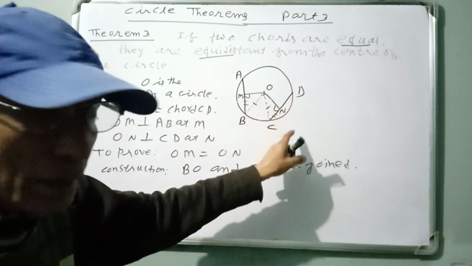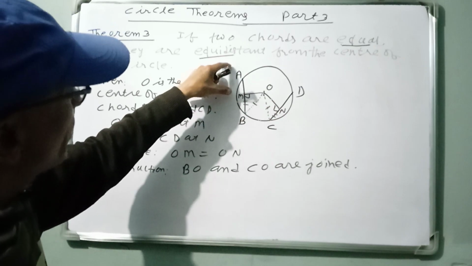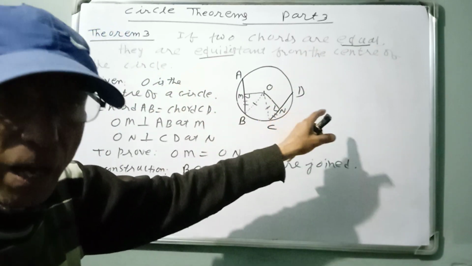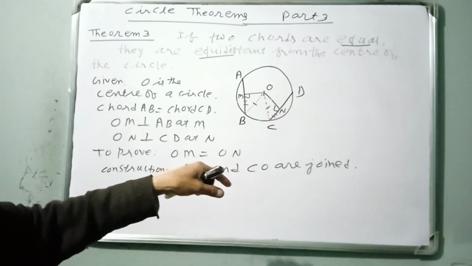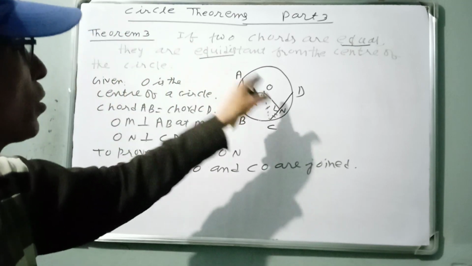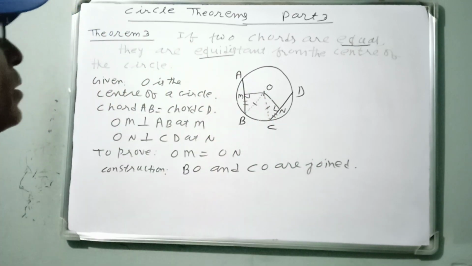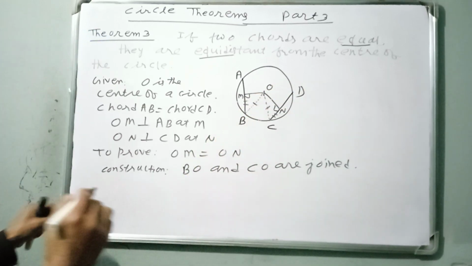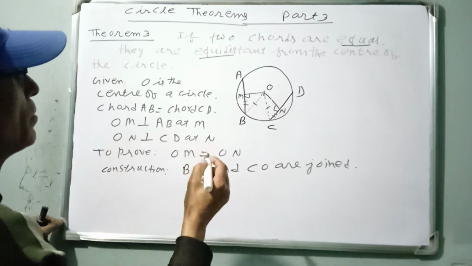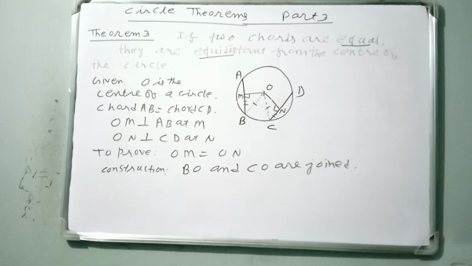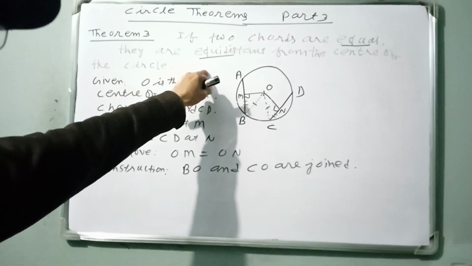ON bisects CD. So if AB and CD are equal, then BM and CN are also equal, because the perpendicular drawn from the center of a circle to a chord bisects it. Theorem 1. So, construction: BO and CO are joined. What fact can you use? Can you write OM equal ON? No. Why? Because they are to be proved.